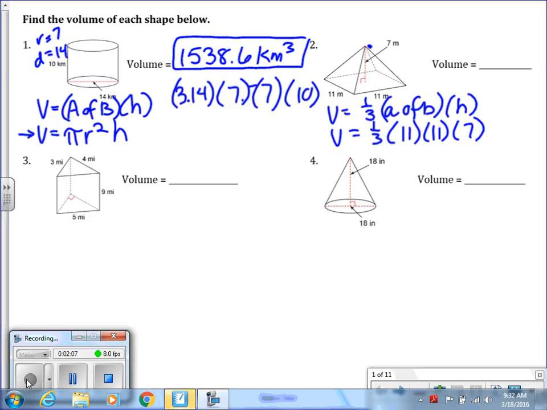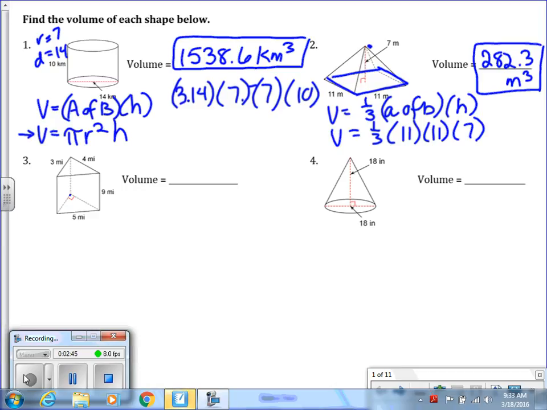And after I do all that, remember that what I've done is 11 times 11 times 7, and then I divide it by 3. That makes it a little bit easier when you're typing it in a calculator. So we wind up with 282.3 meters cubed. And again, remember, volume is always in cubed units. Also remember, this shape is considered a square pyramid because the base right here is a square. So we have to make sure we know how to label this.